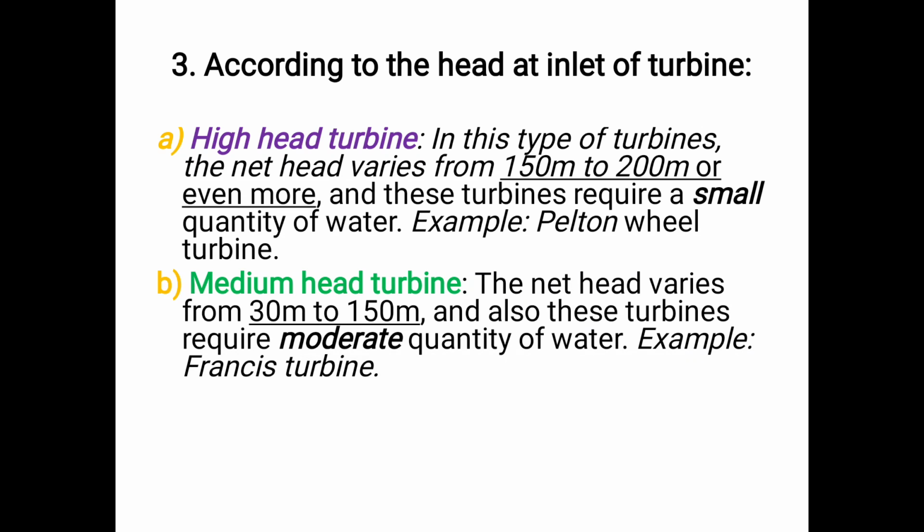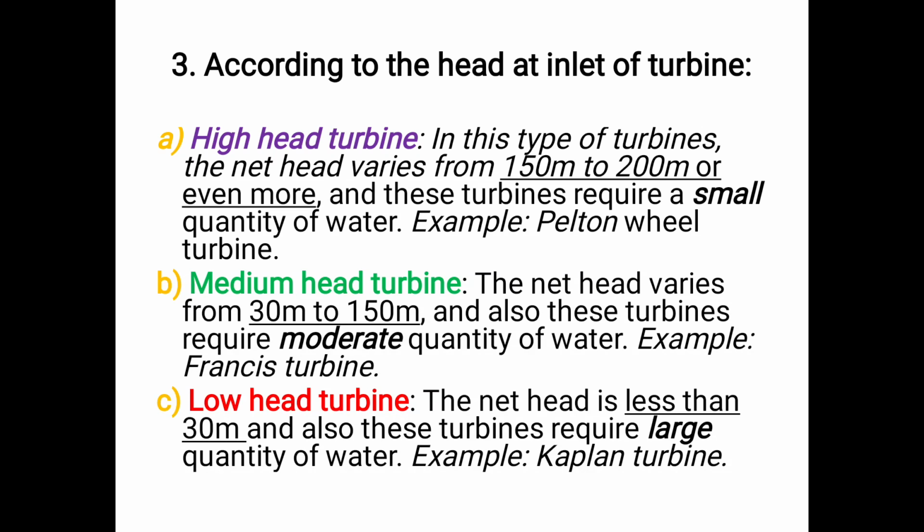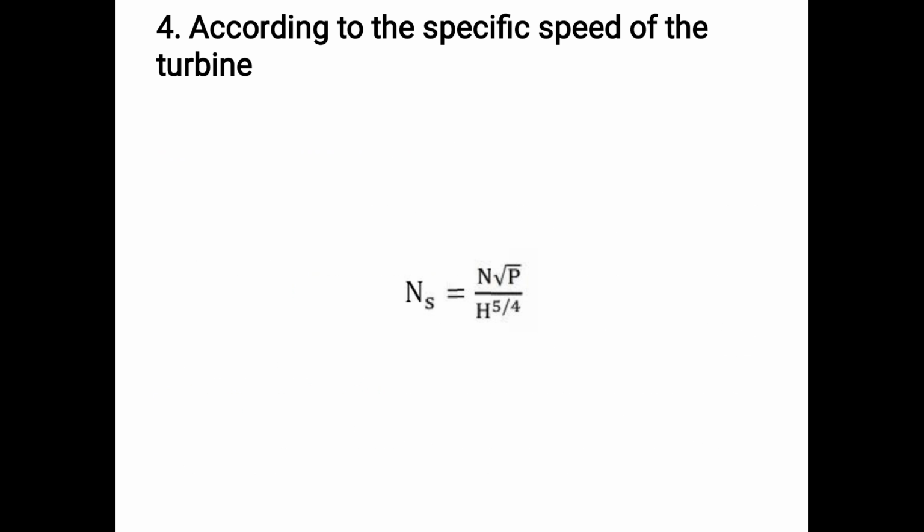Second is the medium head turbine, which has a head of 30 meters to 150 meters. So it has a moderate quantity of water, for example the Francis turbine. And third one is the low head turbine, which has a head of less than 30 meters. This has a large quantity of water, for example the Kaplan turbine.